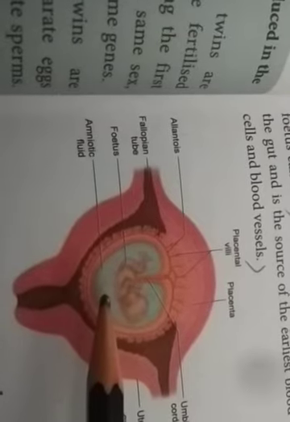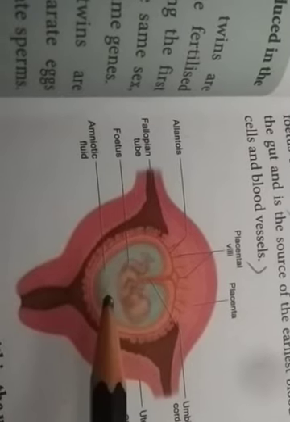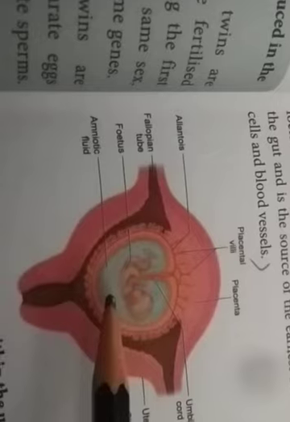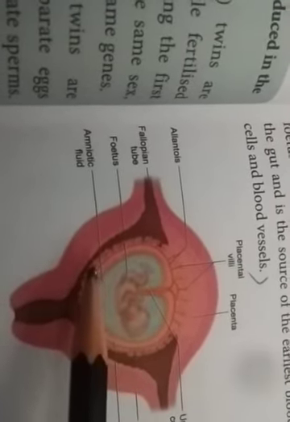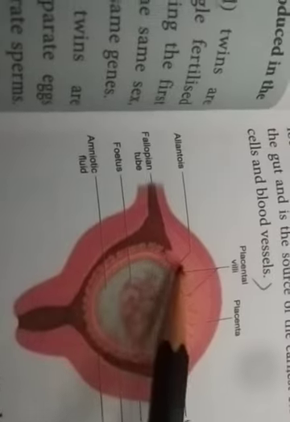But here, the female egg is an alecithal egg. It does not have a yolk, but that sac contains the earliest blood cells and blood vessels.